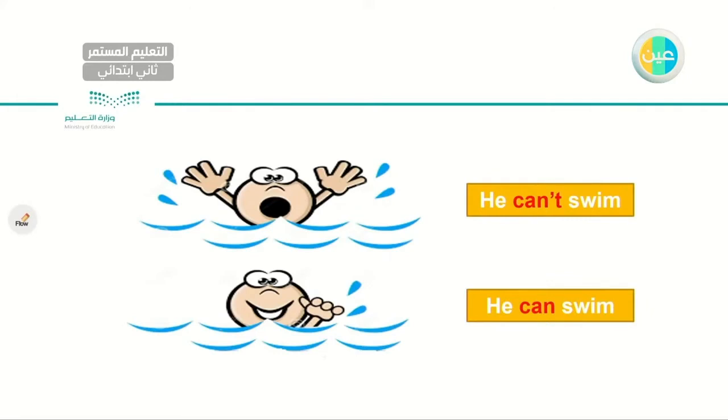Can't and can, okay? So, look at the picture on the top. As you can see, I can see a man who's about to drown. So let's read the sentence together. He cannot swim. Let's read it one more time. He can't swim. Let's compare it with the second picture, the one below.